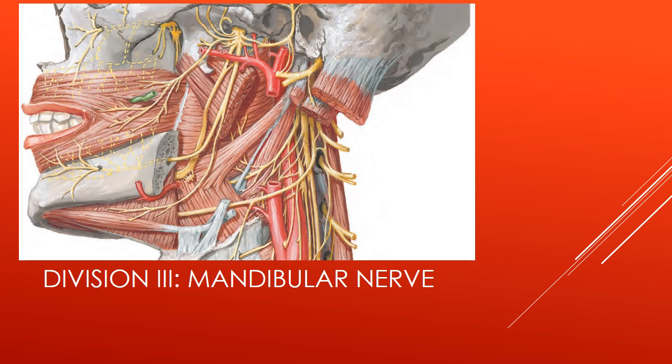V3 exits the neurocranium via the foramen ovale. This is V3 exiting through the foramen ovale. It passes into a space just medial to the zygomatic arch. The zygomatic arch in this picture is removed, as well as the mandibular ramus.